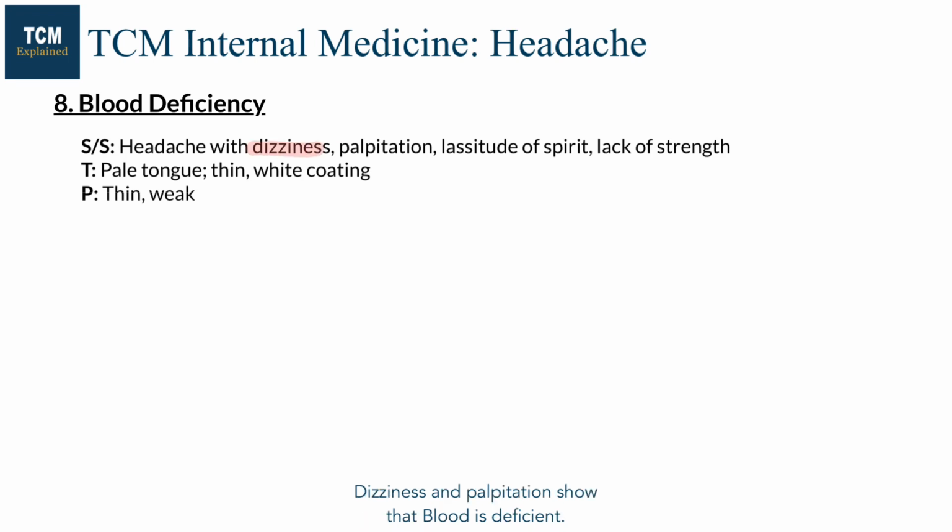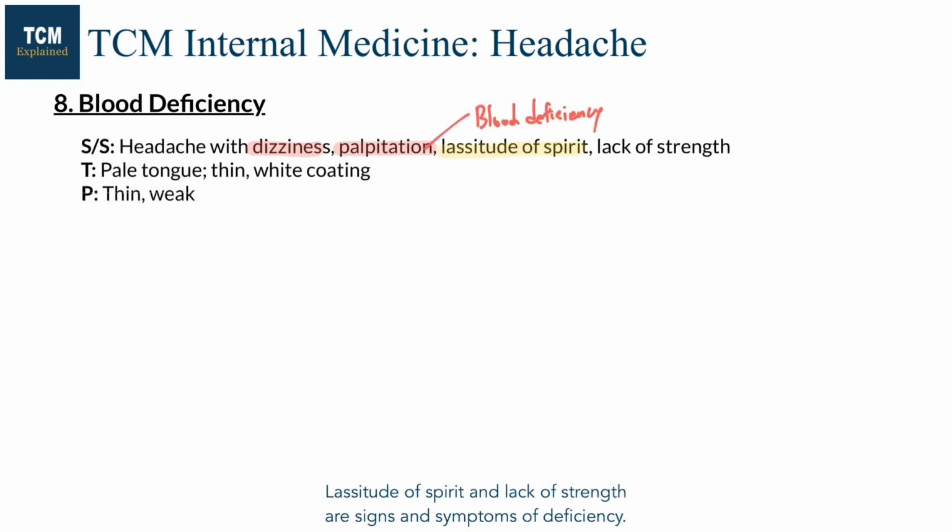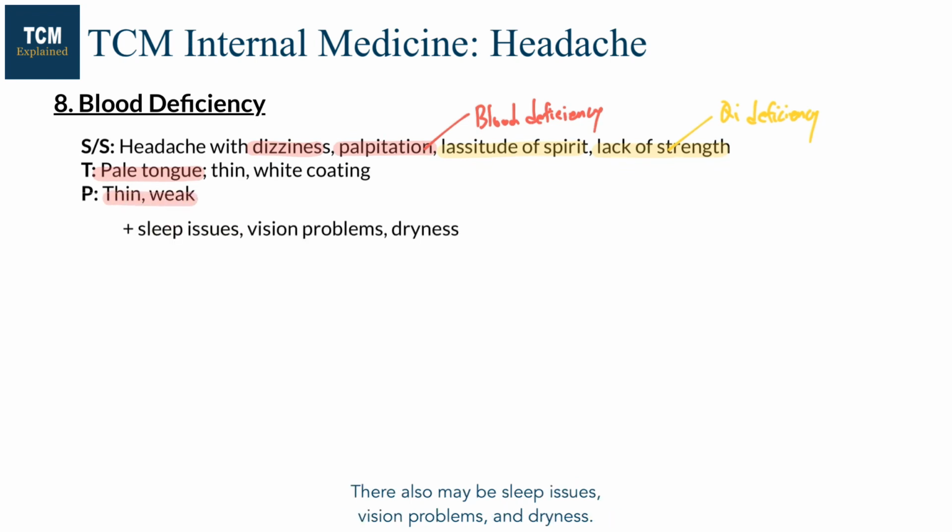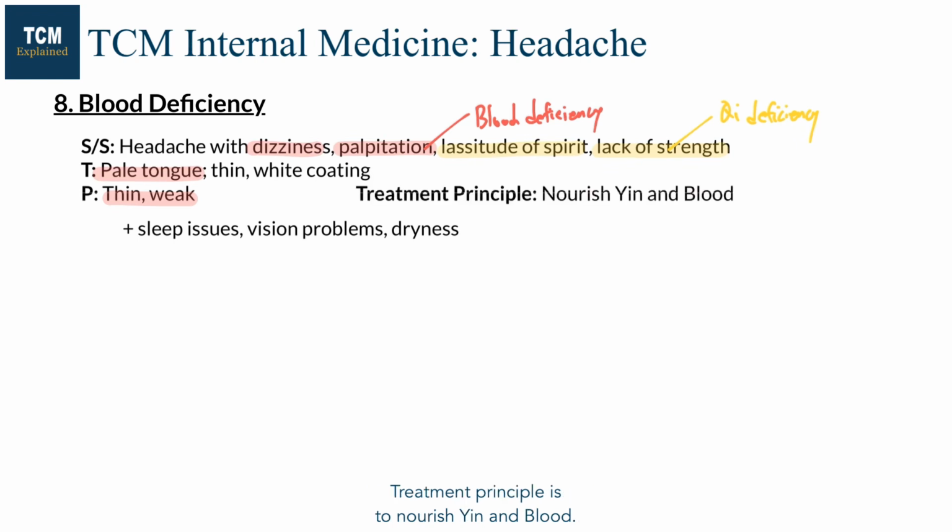Dizziness and palpitation show that blood is deficient. Lassitude of spirit and lack of strength are signs and symptoms of deficiency. For blood deficiency, look for the pale tongue and thin, weak pulses. There also may be sleep issues, vision problems, and dryness. Treatment principle is to nourish yin and blood.